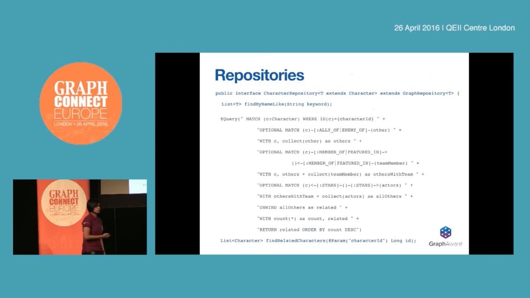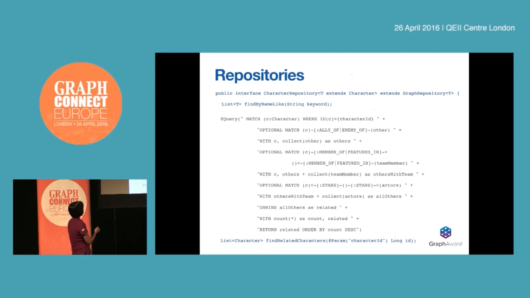The things that you will want to add to it are derived finders. So find by name like. On your character class, you have a property called name. Now, you need not write a Cypher query to find characters by name. You use a derived finder, and we will form the query for you, where we will really match by label, match character, where name equal to, or in this case, like. So where name like whatever you supply.